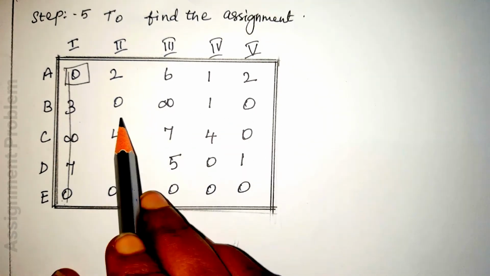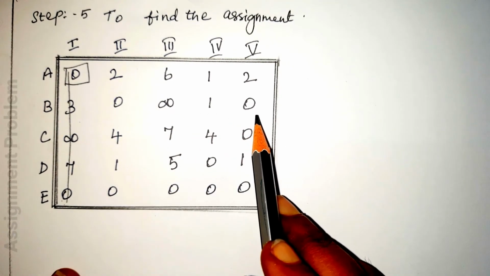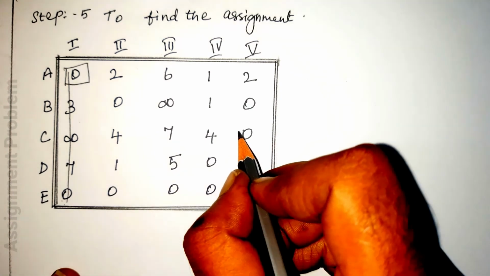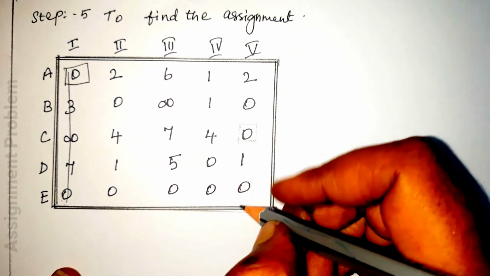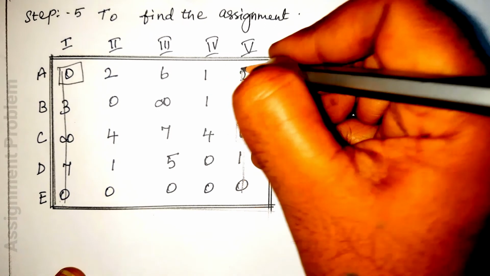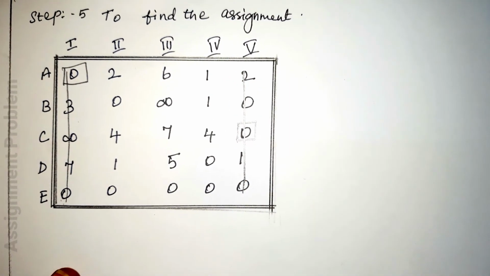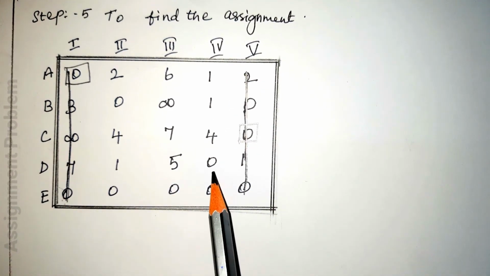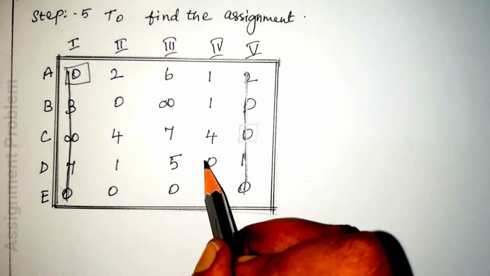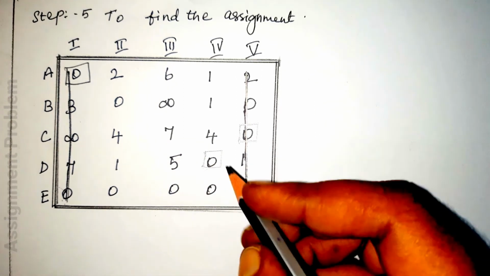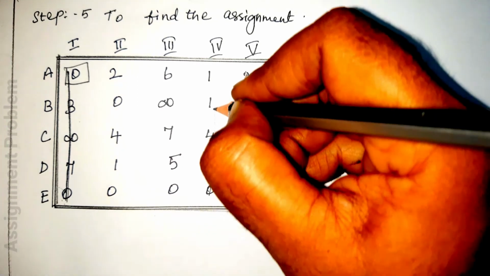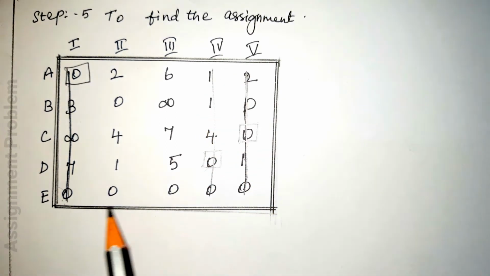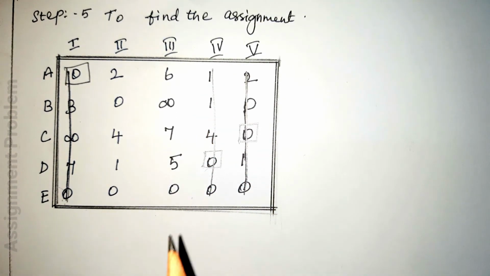Second row, you have 2 zeros. So you leave that row. Third row, you have 1 zero. So put a square on it and you have to draw a vertical line passing through that 0. Fourth row, you have a single 0. So you put a square on it and then you have to draw a vertical line passing through that 0. Fifth row, you have 2 zeros. So you have to skip that row.